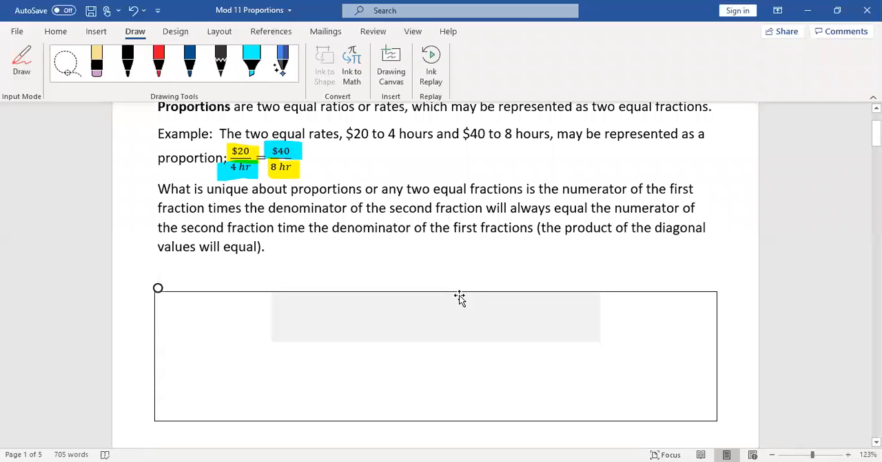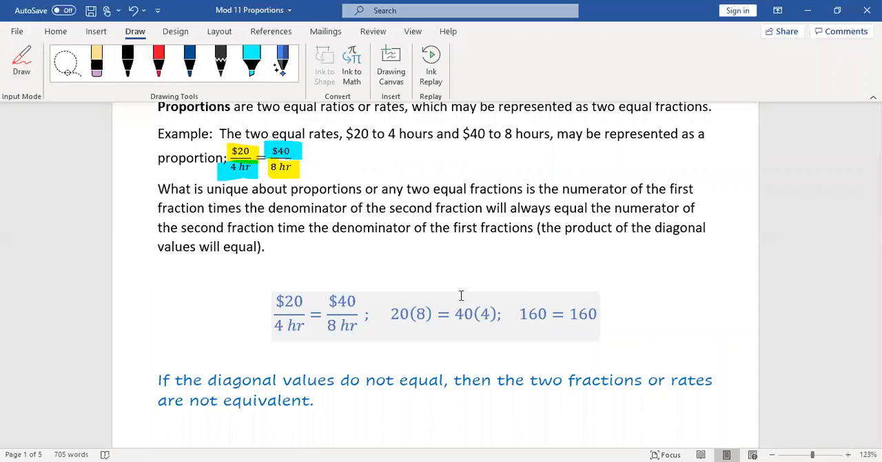So if I wanted to show that these two fractions truly are equivalent, I could go ahead and show that the product of the diagonals really do equal. 20 times 8 is 160, and 40 times 4 is 160. This just confirms that this truly is a proportion, that the fractions are truly equivalent to each other. If the diagonals did not equal, then that would indicate that these two fractions are not equal, and it's not a true proportion.